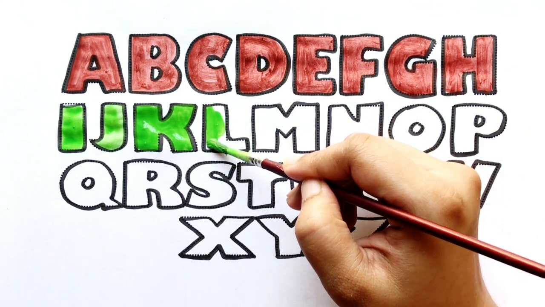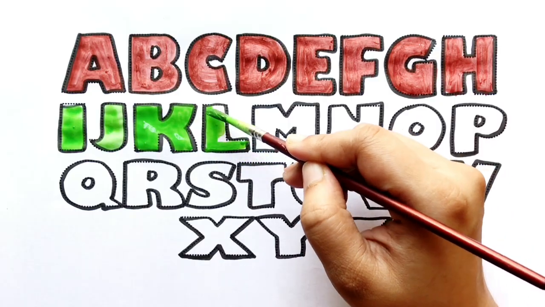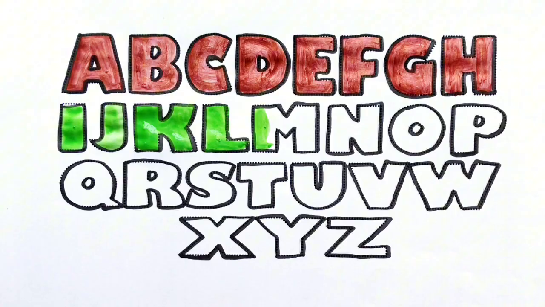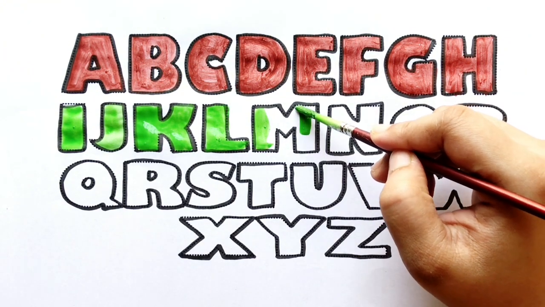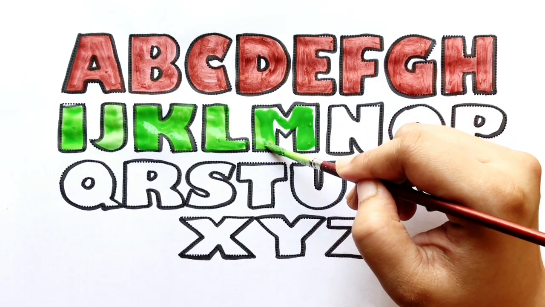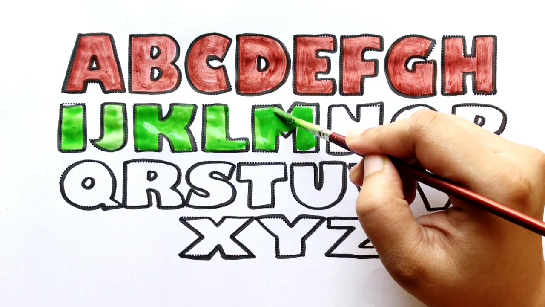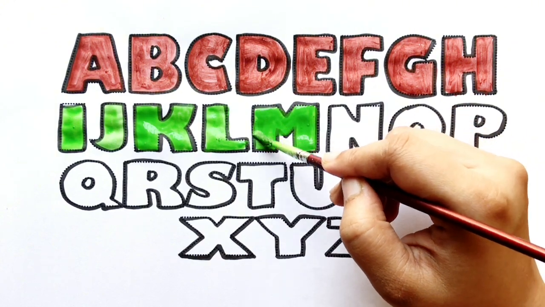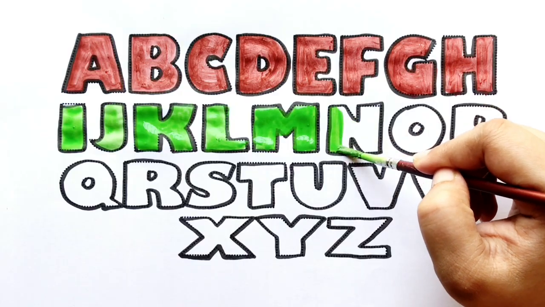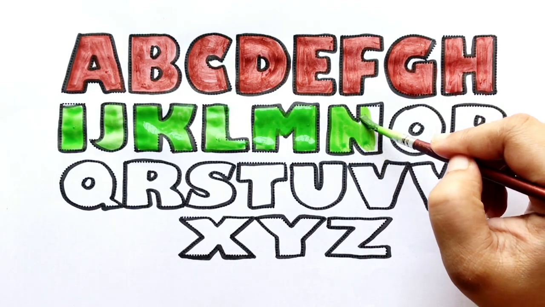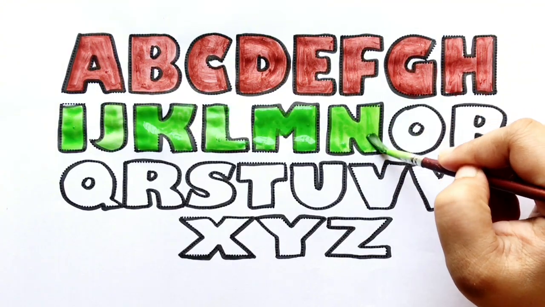L for lollipop. M for monkey. D E F G H I J K L M N O P Q R S T U V W X Y and Z. Now I know my N for nest ABCs. Next time won't you sing with me?